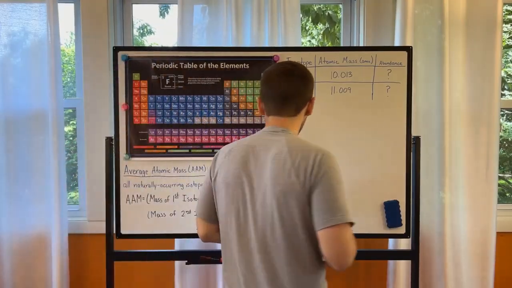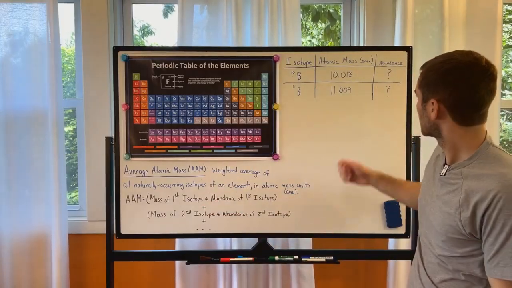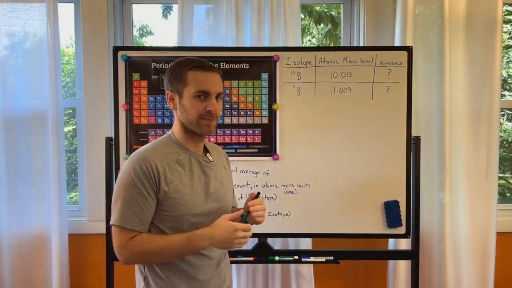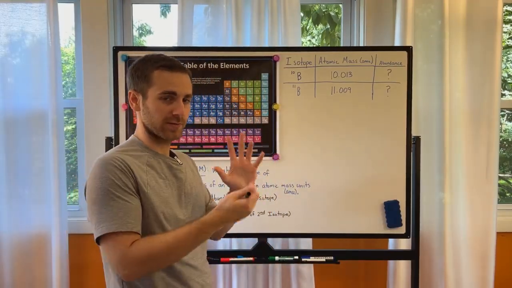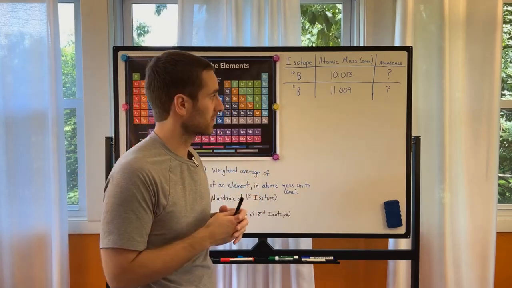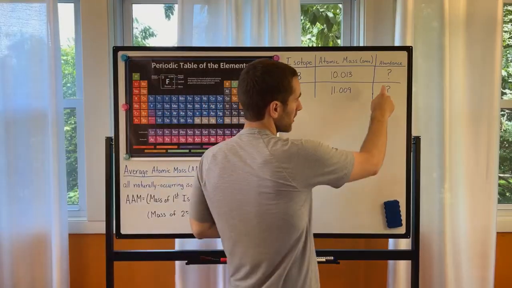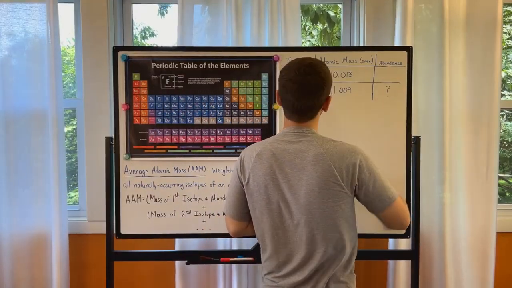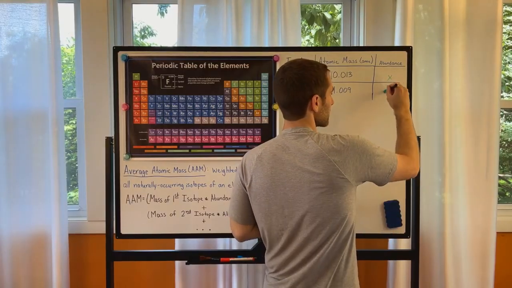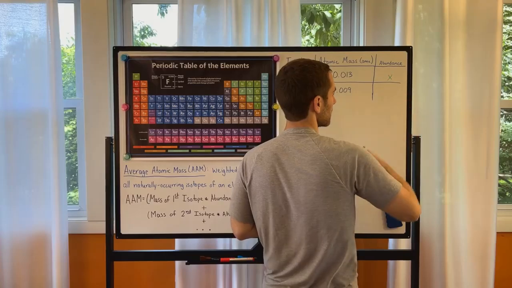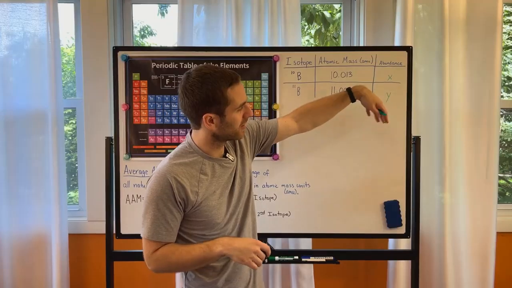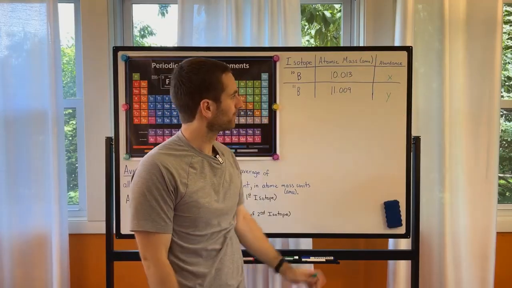Using our formula for average atomic mass, we will have two unknowns, but we will be able to create a second equation that relates them. If you have two unknowns and two equations, you can solve for both using a system of equations. So I'm going to call the abundance of boron 10 X and the abundance of boron 11 Y. These are not their percent abundances, but just their abundances as a decimal.